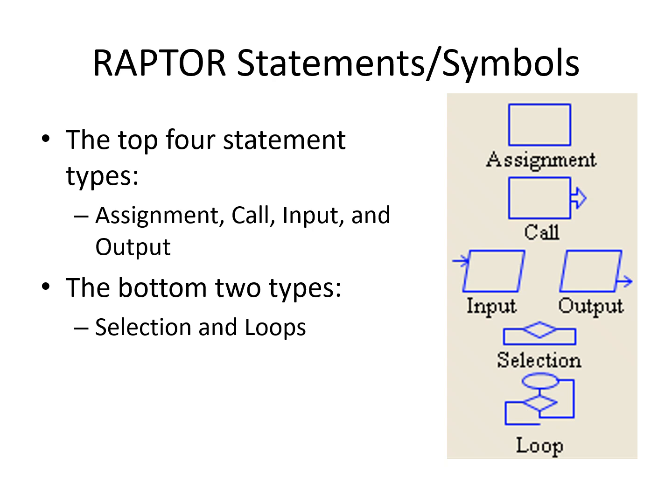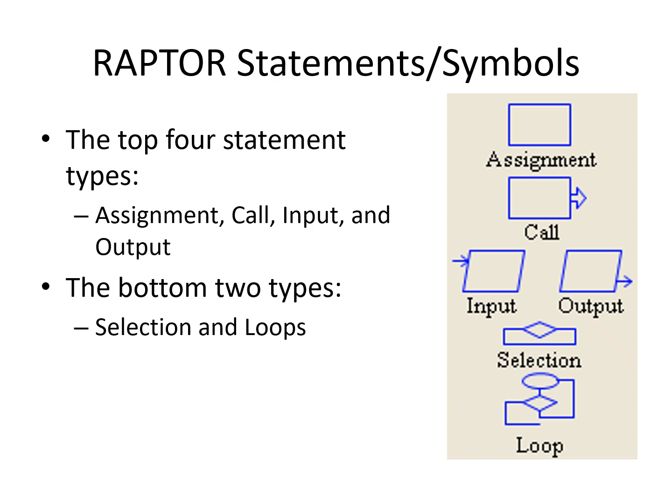So here, next comes the Raptor statements or symbols. The top four statement types: assignment, call, input and output. The bottom two types: selection and loops. So this slide categorizes the primary symbols used in Raptor flowcharts, grouping them into assignment, call, input or output, selection and loop statements. So as you can see on the screen, you find input output commands, assignment, call, selection and loops.